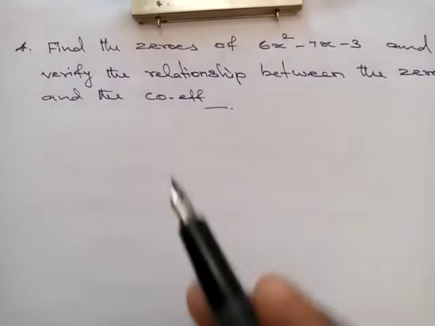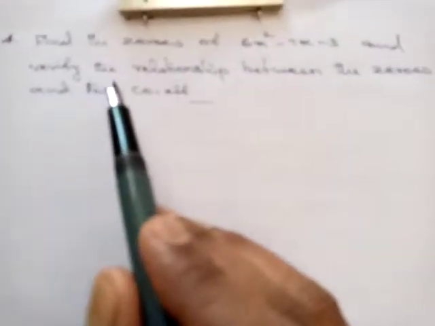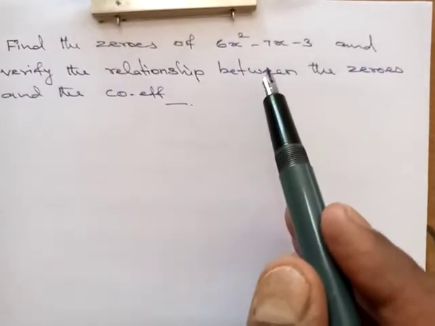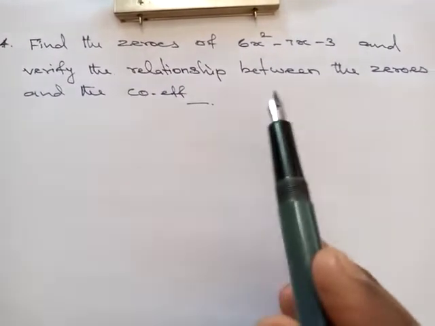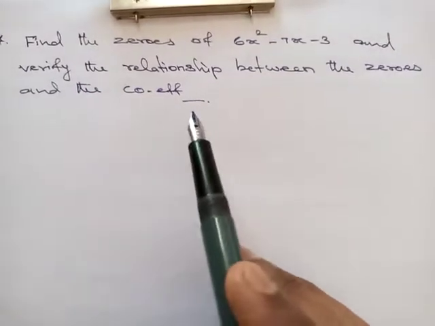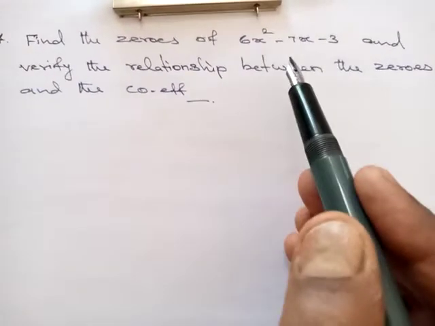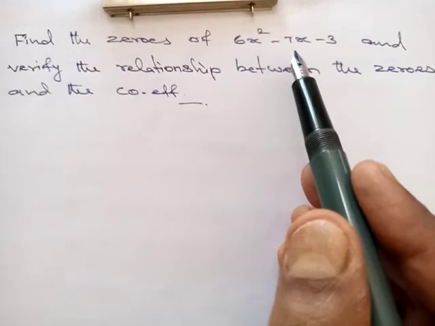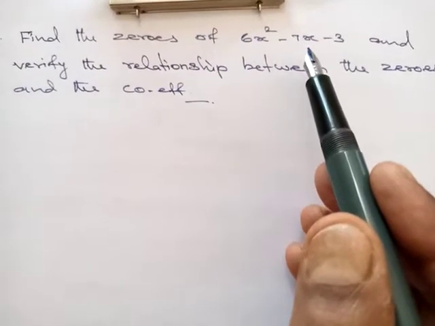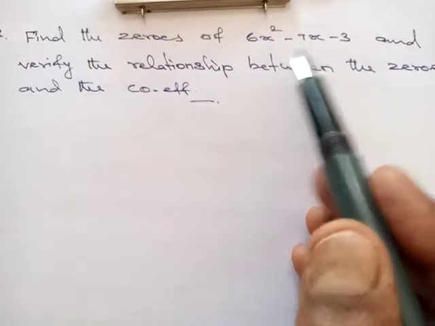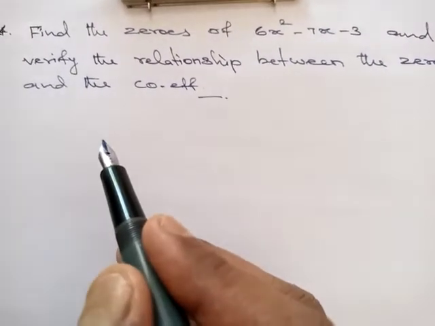Polynomials, one more problem. Find the zeros of 6x² − 7x − 3 and verify the relationship between zeros and the coefficients. Okay, right. Now this is nothing but what type of polynomial? Yes, quadratic polynomial. How many zeros are there? Maximum 2 zeros. Okay, right. Now we have to find the zeros of that polynomial.